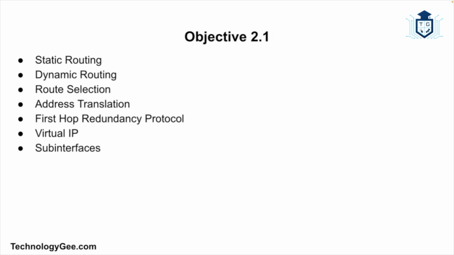Routing technologies form the backbone of modern networking by enabling data to travel efficiently across complex networks. CompTIA Network Plus exam objective 2.1 focuses on the characteristics of various routing technologies, including static and dynamic routing, route selection methods, address translation, first hop redundancy protocols, virtual IPs, and sub-interfaces. In this video, we're going to provide a comprehensive overview of these concepts, helping aspiring network professionals grasp the essentials of routing in preparation for the exam.